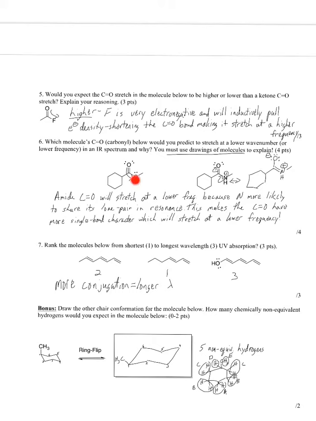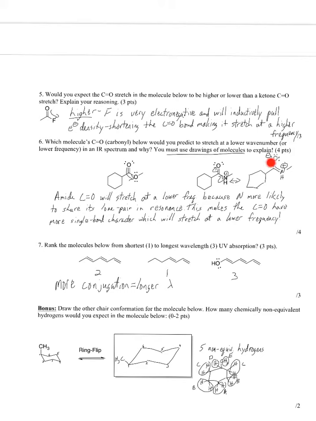So it's going to be about induction for an ester. It's going to pull away electron density, whereas the nitrogen, because it's less electronegative, is more likely to do a resonance structure. This oxygen is going to be very similar to this fluorine. It's going to pull away. It's going to have a higher wave number because it's shortening this CO double bond stretch. The amide is going to be the one that's actually lower.